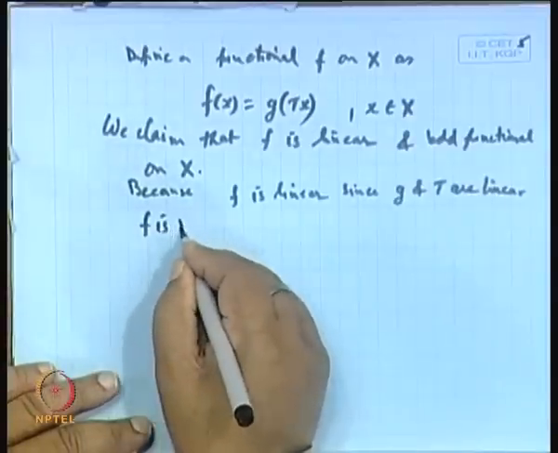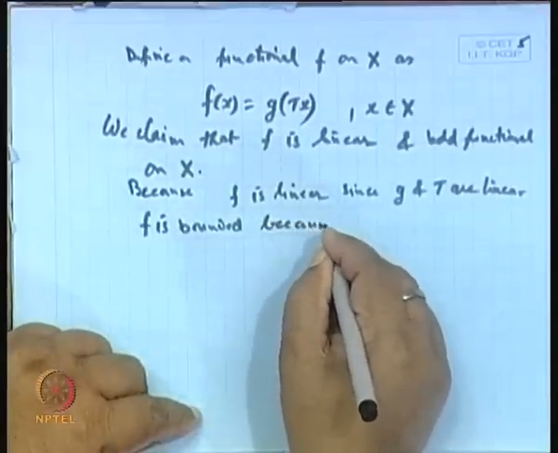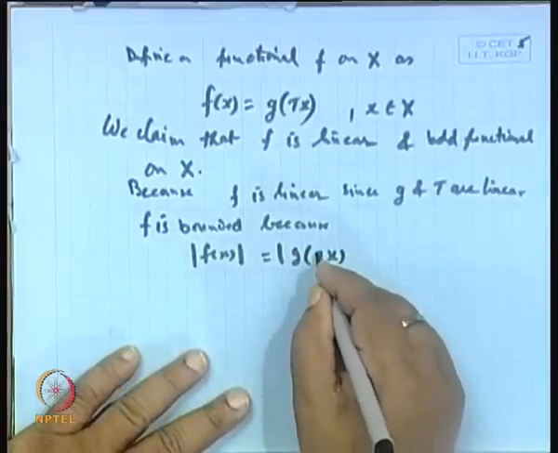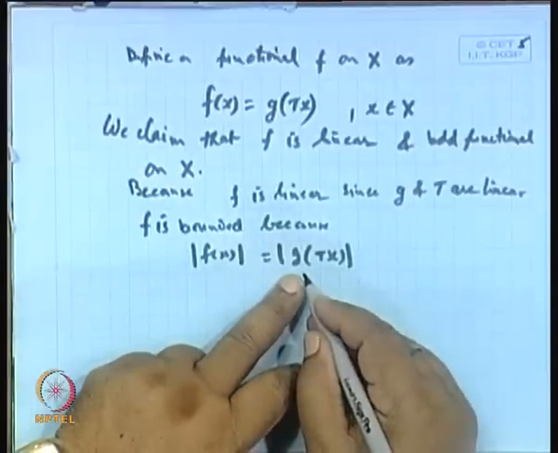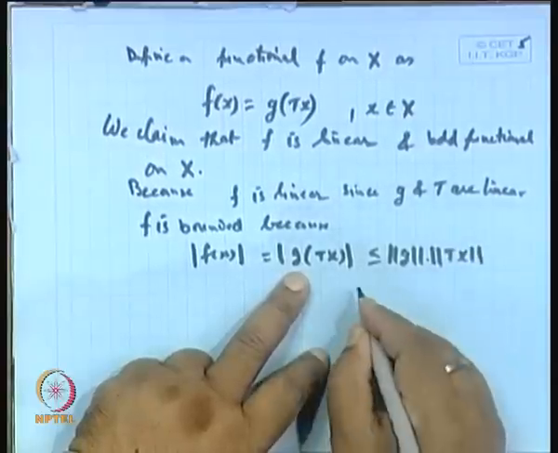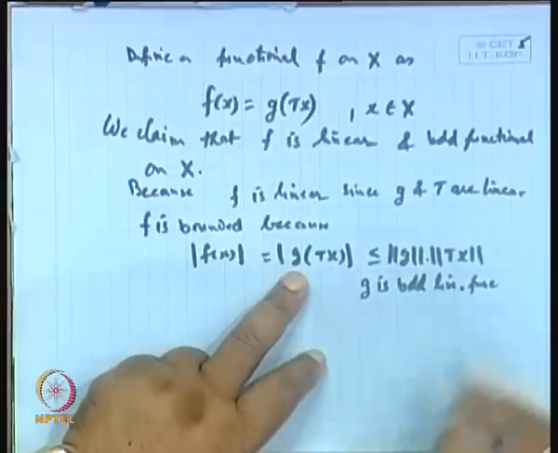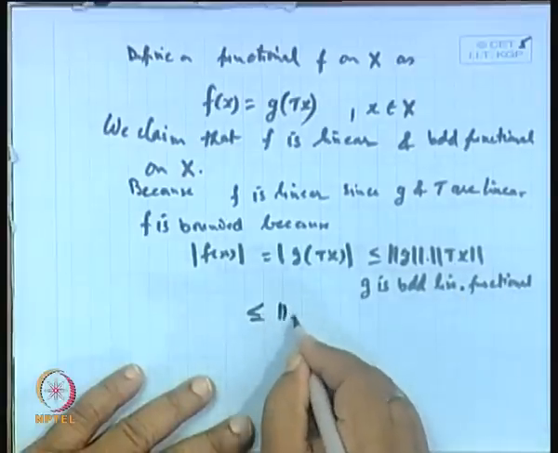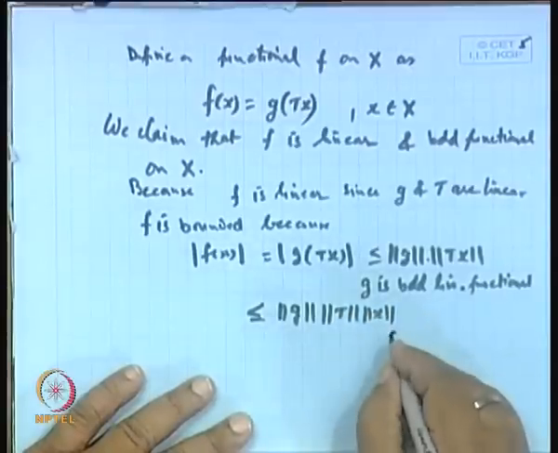f is bounded because mod of f x is nothing but the mod of G T x. But G is given to be a bounded linear functional. So, by definition this is less than or equal to norm of G into norm of T x, as G is a bounded linear functional. Further, T is a bounded linear operator, so this will be less than or equal to norm G, norm T into norm of x, as T is bounded.